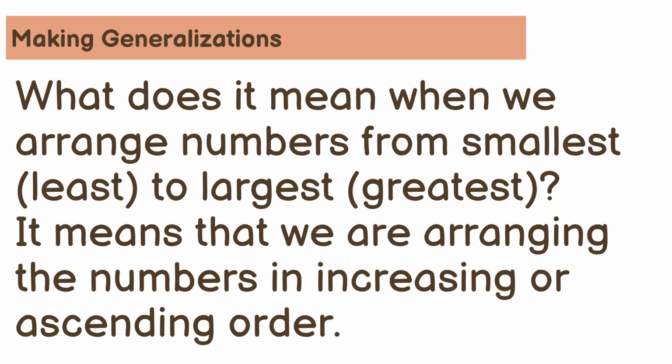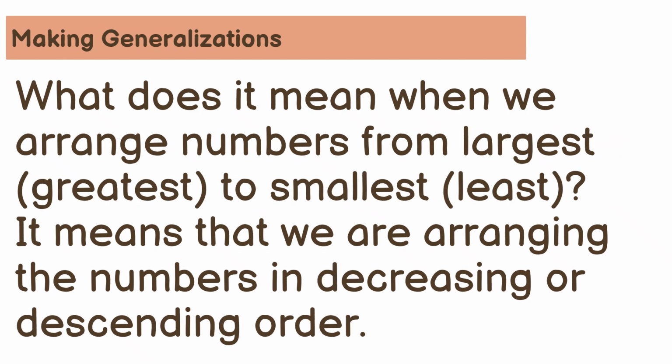What does it mean when we arrange numbers from smallest to largest? It means that we are arranging the numbers in increasing order or ascending order. What does it mean when we arrange numbers from largest to smallest? It means that we are arranging the numbers in decreasing or descending order.